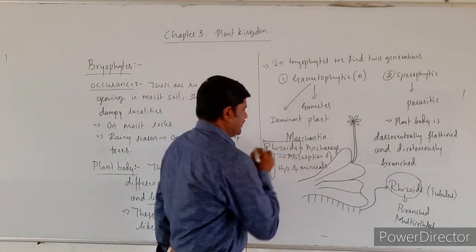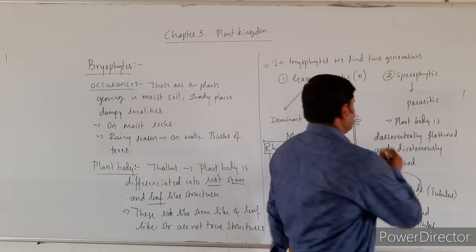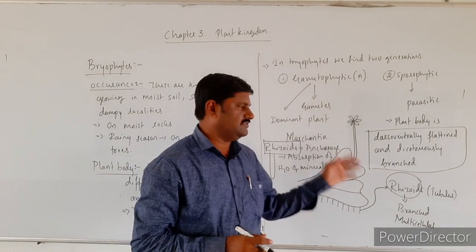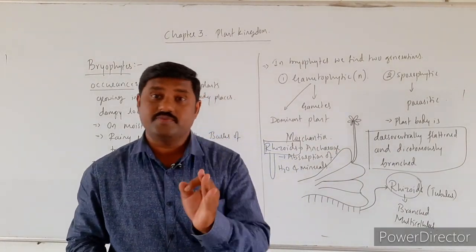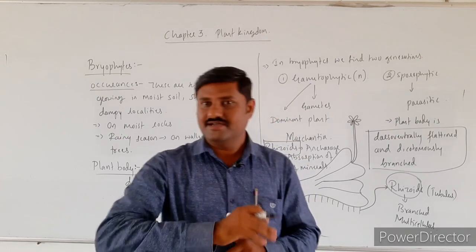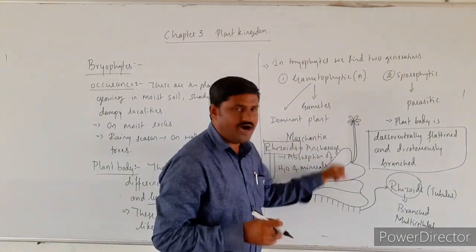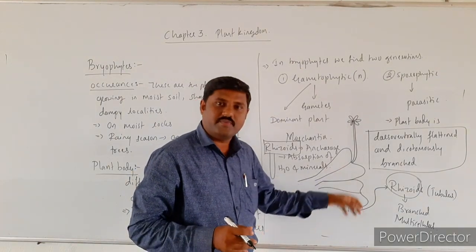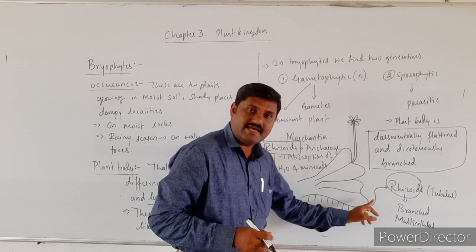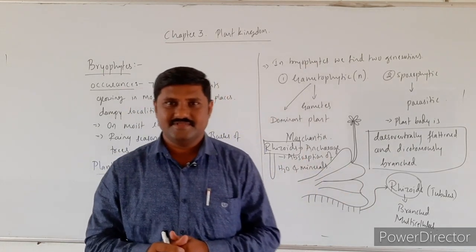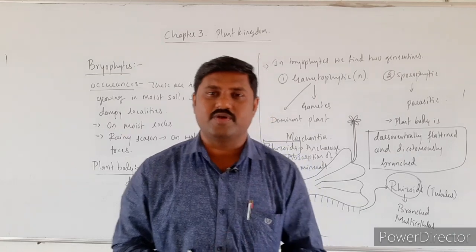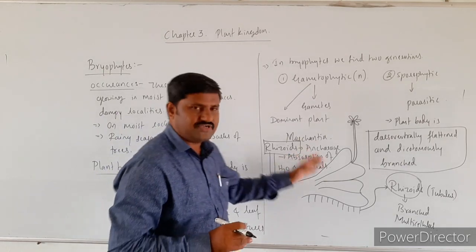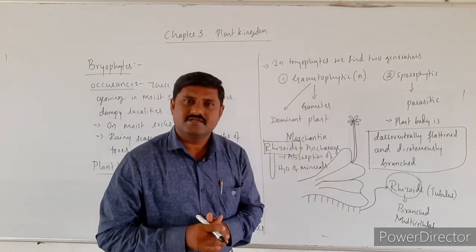Rhizoids are a very important point to be noted, and this plant body is dorsoventrally flattened as well as dichotomously branched. That point is to be noted over here. And how the plants absorb the water and minerals you came to know. Of course, the absorbed water and minerals should be conducted inside the plant body. How the conduction of water and food material takes place in such kind of plants we must know.